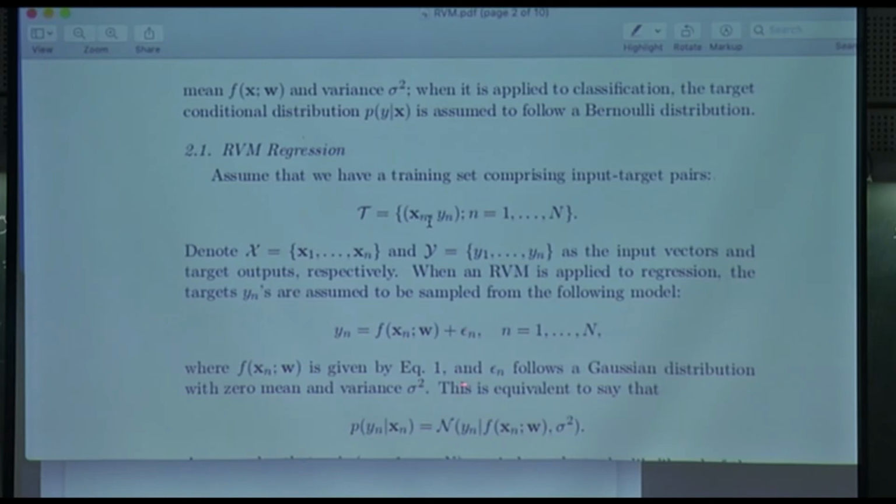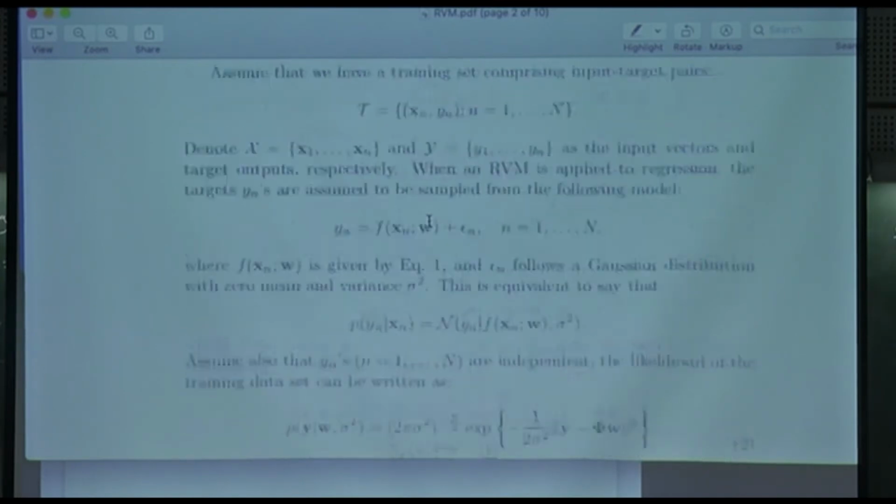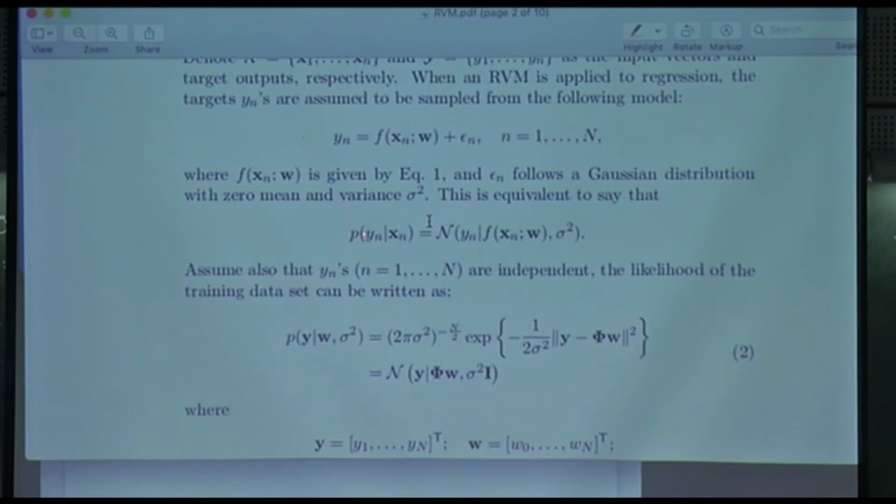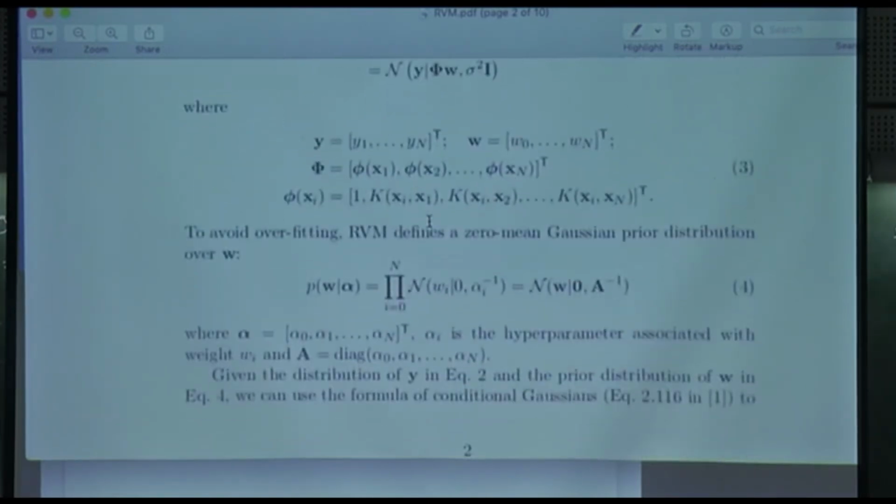So if epsilon_n is assumed to be Gaussian with mean 0 and variance sigma squared, then the probability for y_n given x_n is normally distributed with mean f(x_n, w) and variance sigma squared. So now what we are doing is that instead of saying that y_n is actually a value, a regression value, we are saying now it's a distribution. And therefore, the probability distribution for all y's can also now be written in terms of the weight vector W and sigma squared, which is the noise that I've assumed.